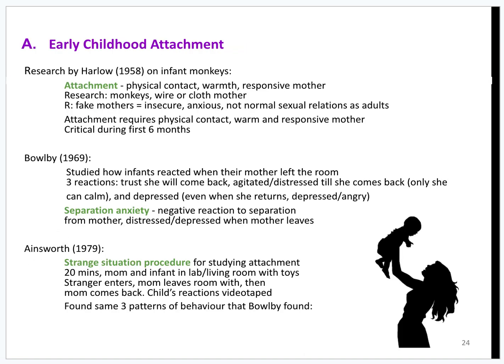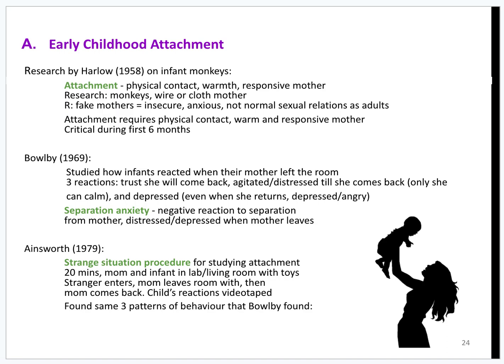So there's three big pieces of research that they cite here, and you should know these pieces of research. Harlow, 1958. This is one you would have heard of, definitely, the infant monkey, where he was looking at attachment, right? He had fake monkey mothers that were made of wire and cloth, and he had warm, responsive mothers. Well, they were wire, they were cloth, sorry. And then he watched their behavior.